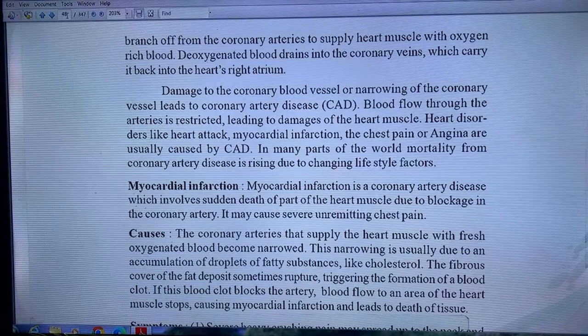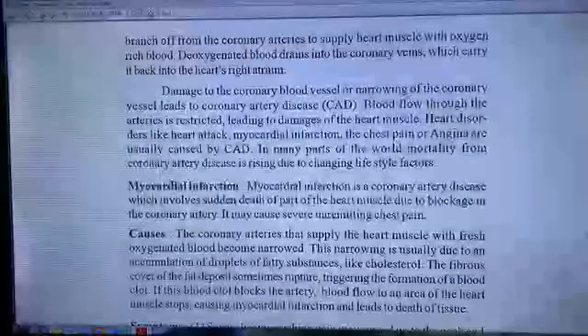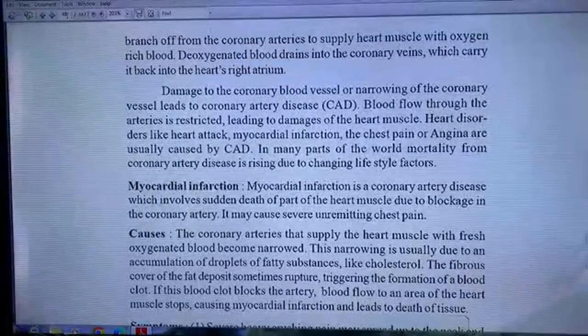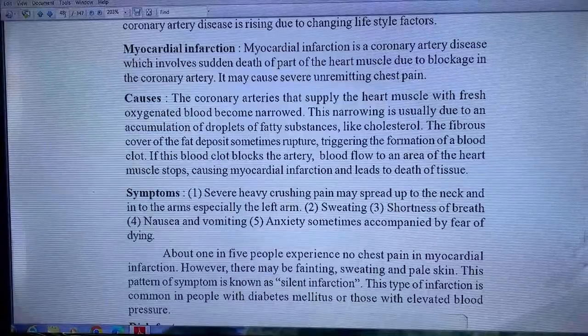Damage to the coronary blood vessel or narrowing of the coronary vessel leads to coronary artery disease. Blood flow through the arteries is restricted, leading to damage of the heart muscle. Heart disorders like heart attack, myocardial infarction, and chest pain or angina are usually caused by this. In many parts of the world, mortality from coronary disease is high.